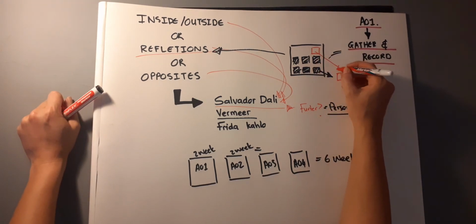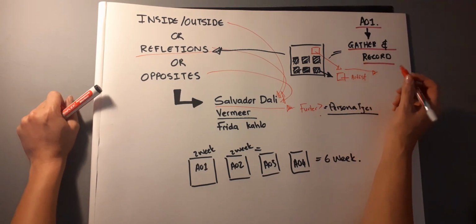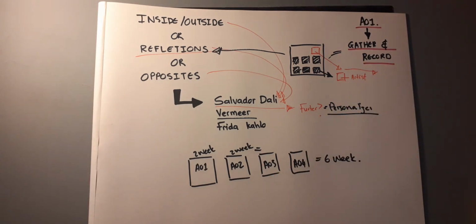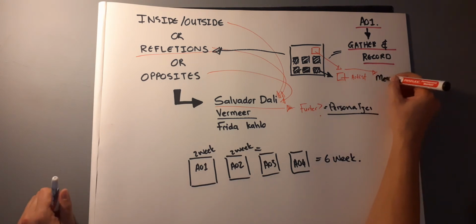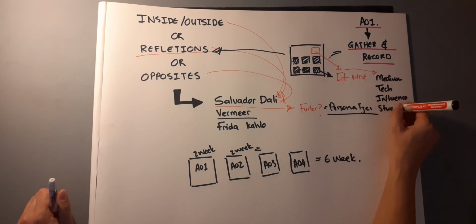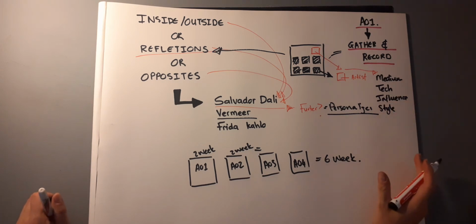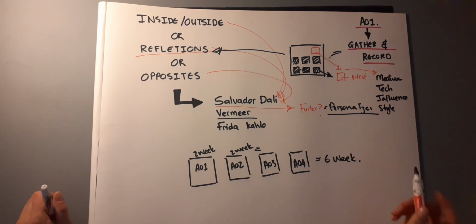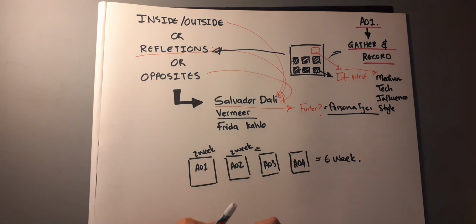On this, you need to do research, and the research should include things like the medium, technique, influence, the style, and so forth of the artist. Things that they use to make that piece unique to them.